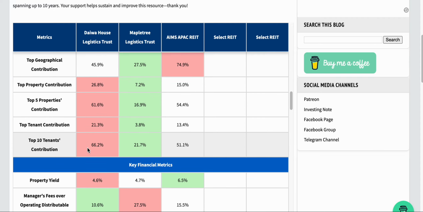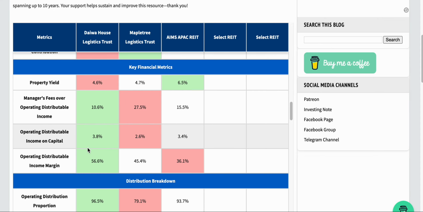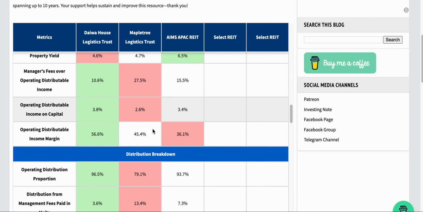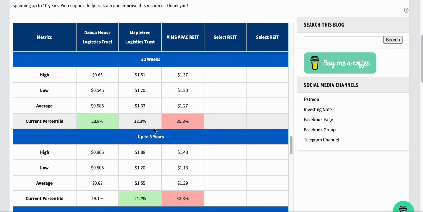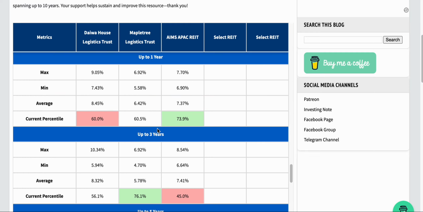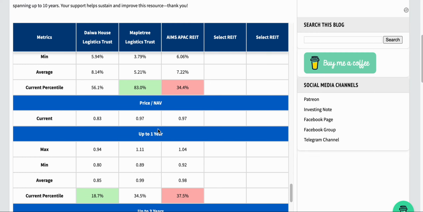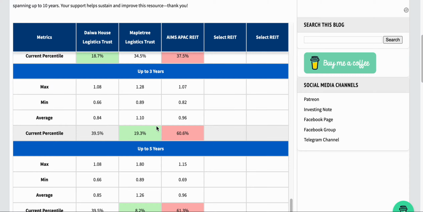Okay, the rest, I think not too much to mention, right? Property yield looks like AIMS is the best, right? So they're not getting very good yield on property if you compare across their peers in the logistics space, right? So these are the things that you can look at lah. That's how to use the tool, the part of Retirement's blog I find most useful.